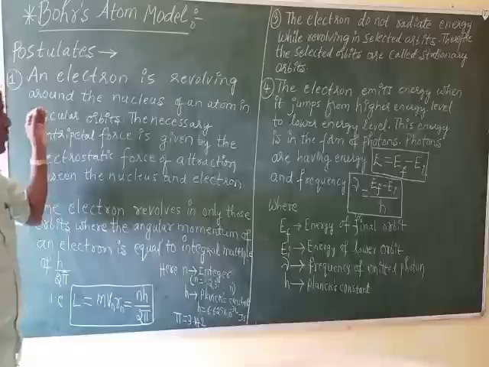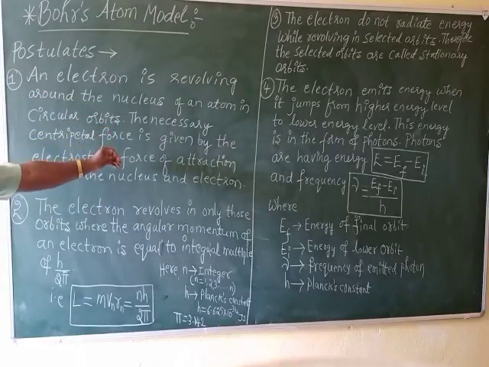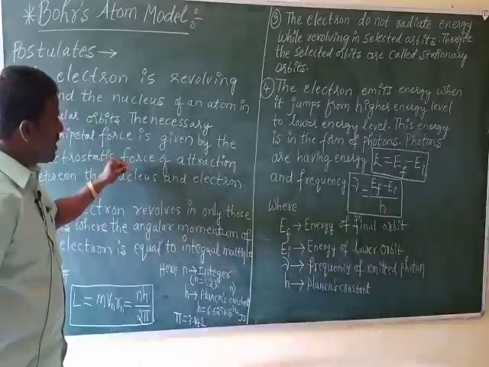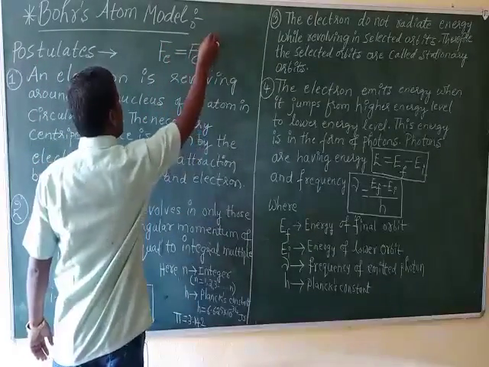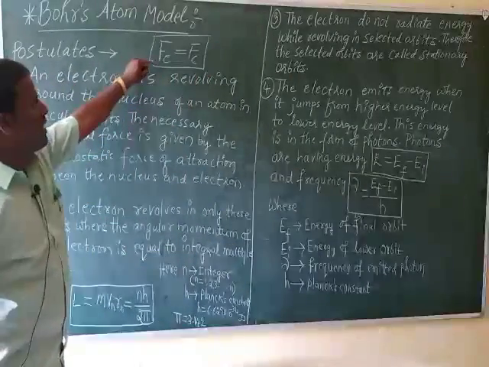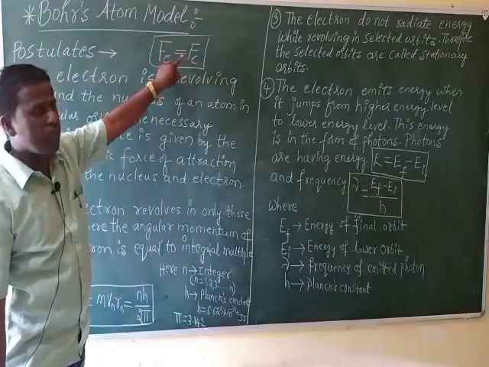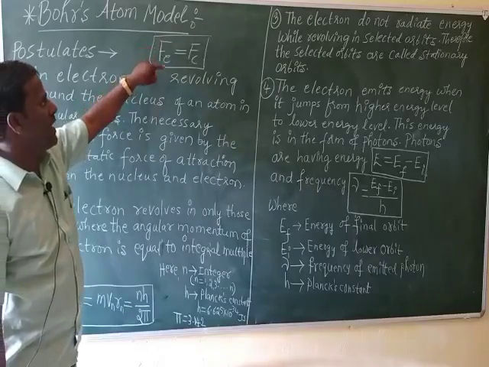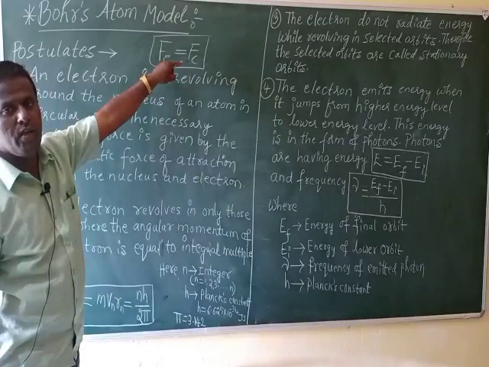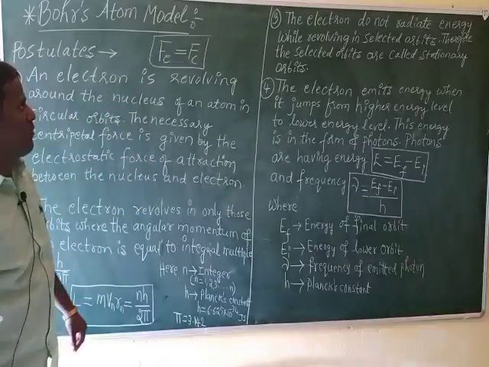According to the first postulate, one thing you can remember: here centripetal force is equal to electrostatic force of attraction, because electrostatic force of attraction is giving the centripetal force. So you can take Fe equals Fc. Here Fe means electrostatic force between nucleus and electron, and Fc means centripetal force. How to find this? By using Coulomb's law you can find the electric force. The formula for centripetal force is mv square by r.